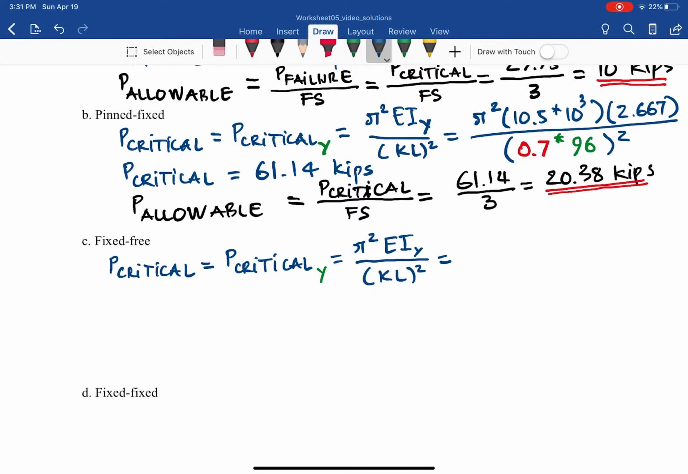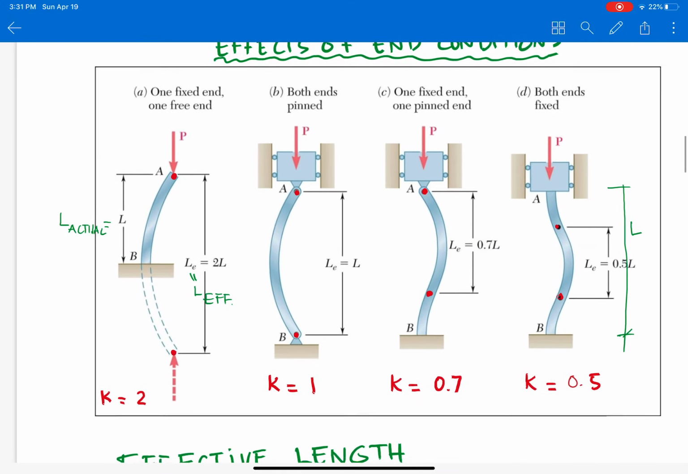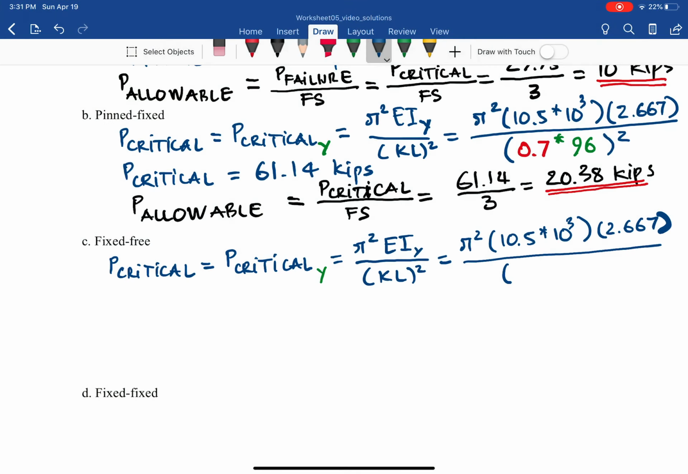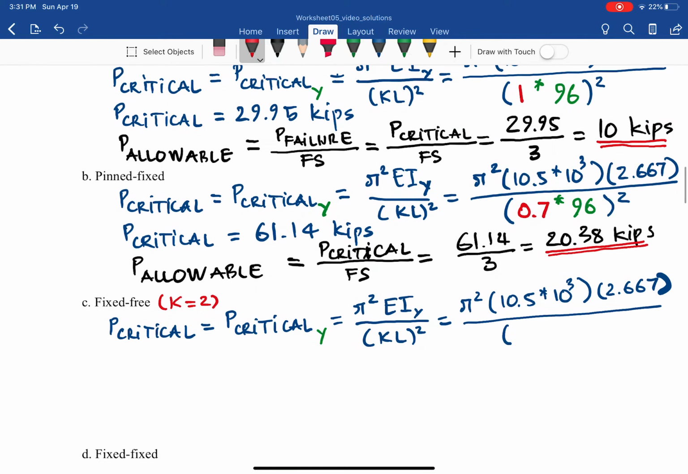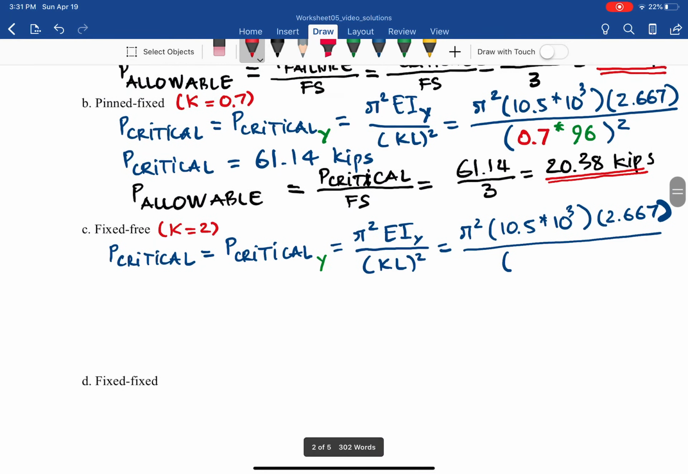And same in here, we can plug in pi squared, 10.5 times 10 to the power 3, I the same, 2.667, different K. For fixed-free, that is one fixed and one free end, K equals 2, scenario A. So go back there, you can see this is K equals 0.7, pins K equals 1. Just give that for us to have.